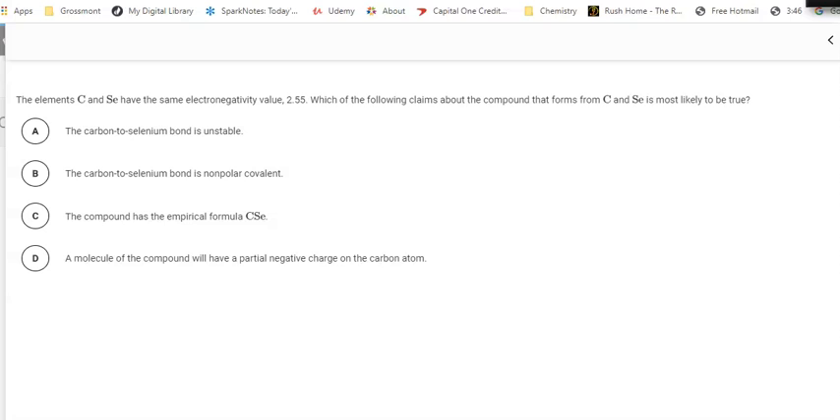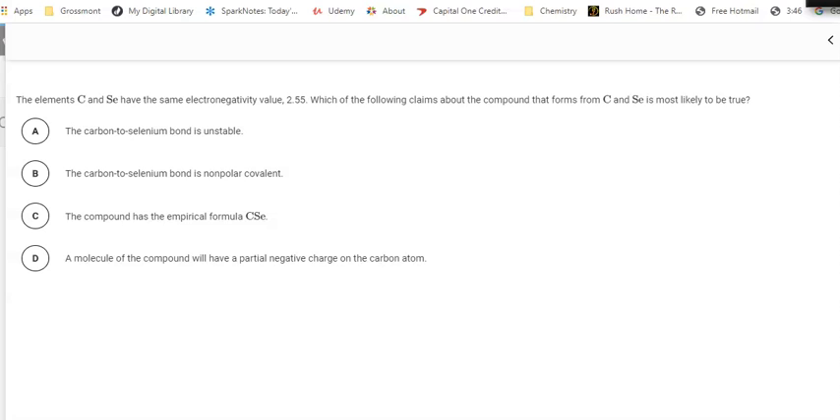Okay. The elements carbon and selenium have the same electronegativity value, 2.55. Which of the following claims about the compound that forms C and Se is most likely to be true? Well, if they have the same electronegativity, they're going to pull on the electrons the same, with the same amount of strength. So it should be nonpolar. So let's see what the answers are.